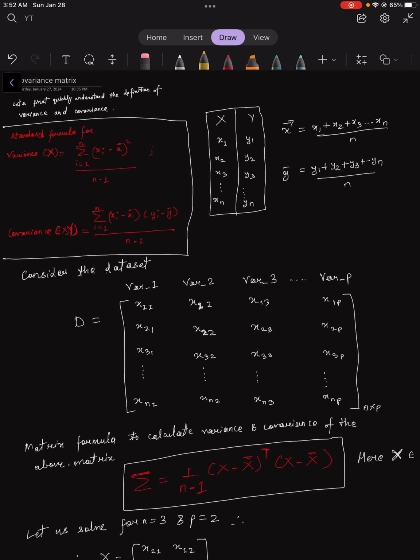Hello everyone. Today we will discuss the covariance matrix.